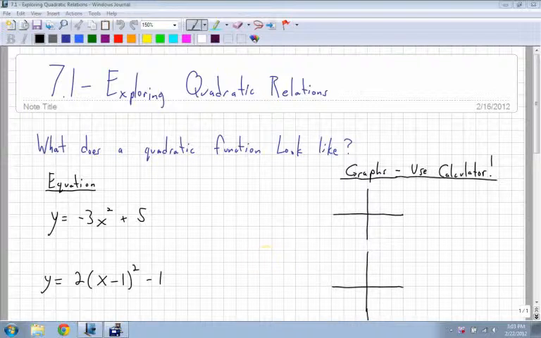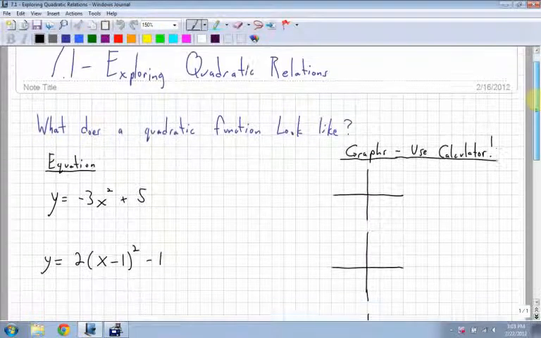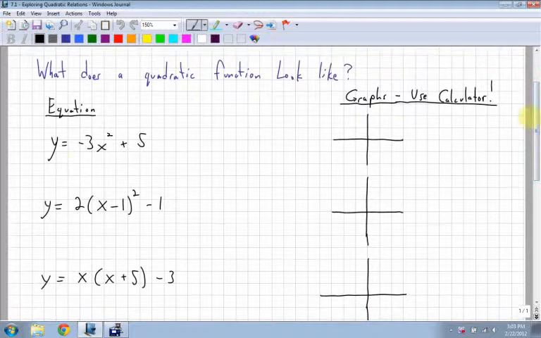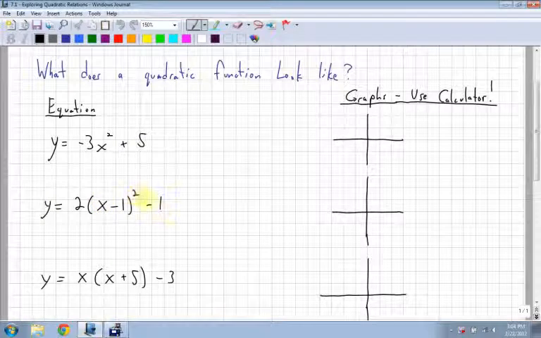All right, chapter 7 starts off with exploring quadratic relations. First thing you need to know is, what does a quadratic function look like? So here are some examples that I have on the left side here of quadratic equations. y equals negative 3x squared plus 5, y equals 2(x minus 1) squared minus 1, and y equals x(x plus 5) minus 3.